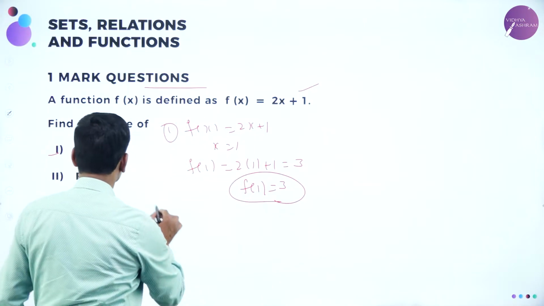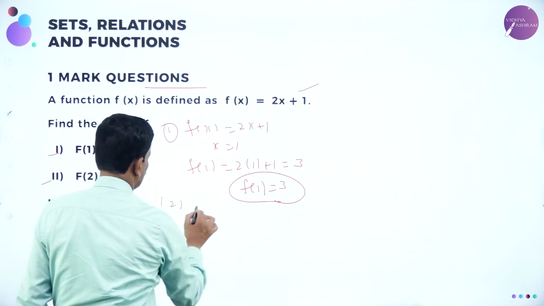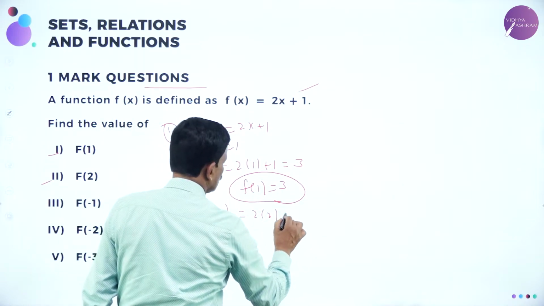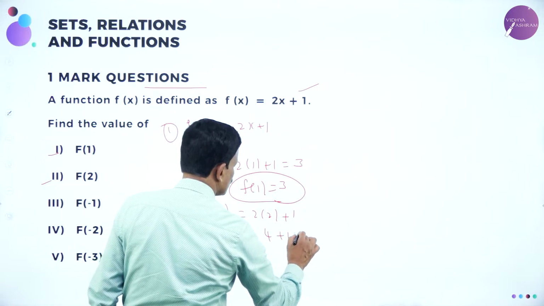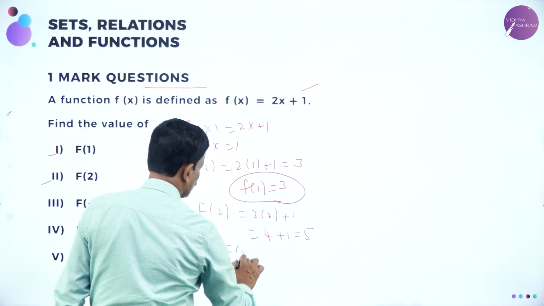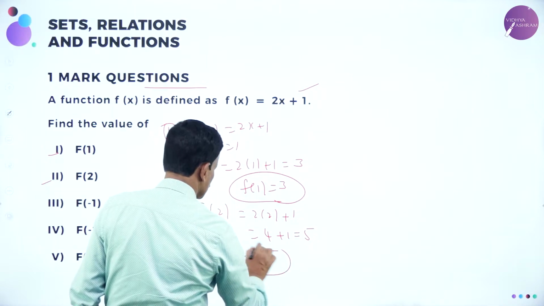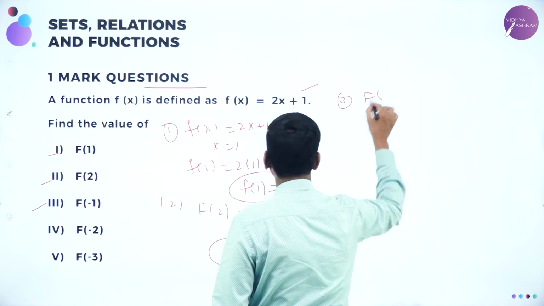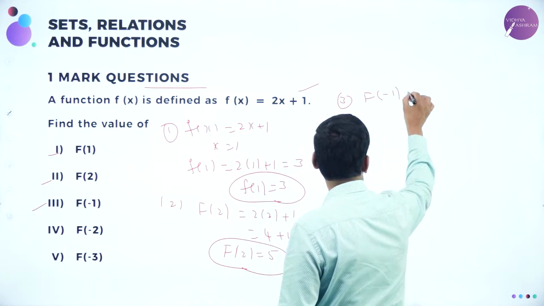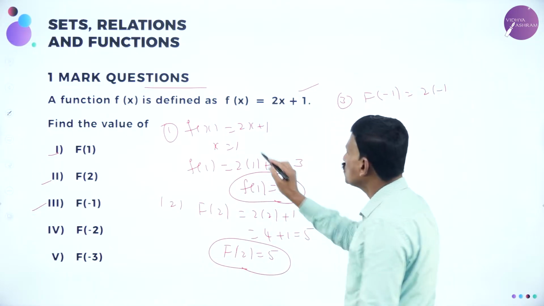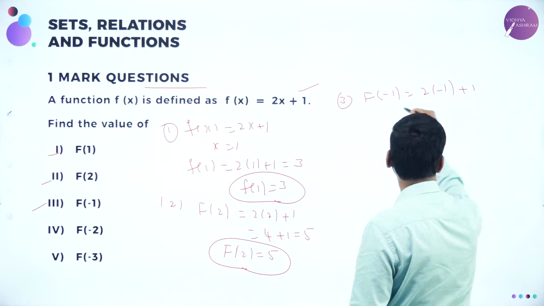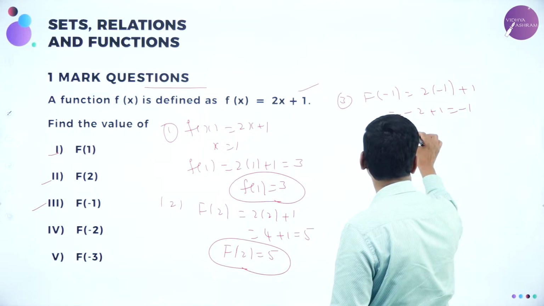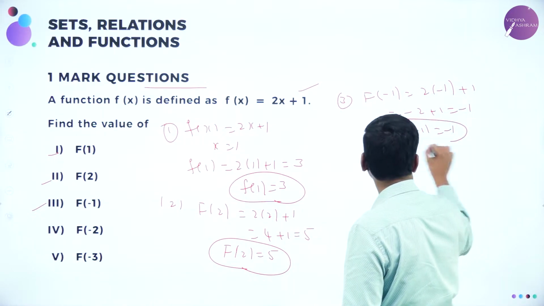Now similarly come to the second one, f of 2. Put x is equal to 2. 2 into 2 plus 1, that is 4 plus 1 is equal to 5. So f of 2 is equal to 5. That's it. Now let us come to the third one. What is the third one? f of minus 1. So put x is equal to minus 1. 2 into minus 1 plus 1, that is minus 2 plus 1 is minus 1. So therefore f of minus 1 is equal to minus 1.